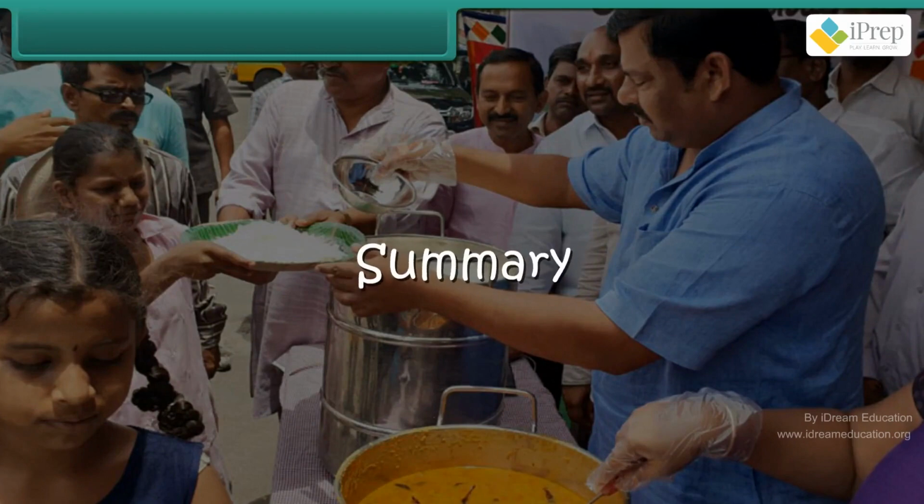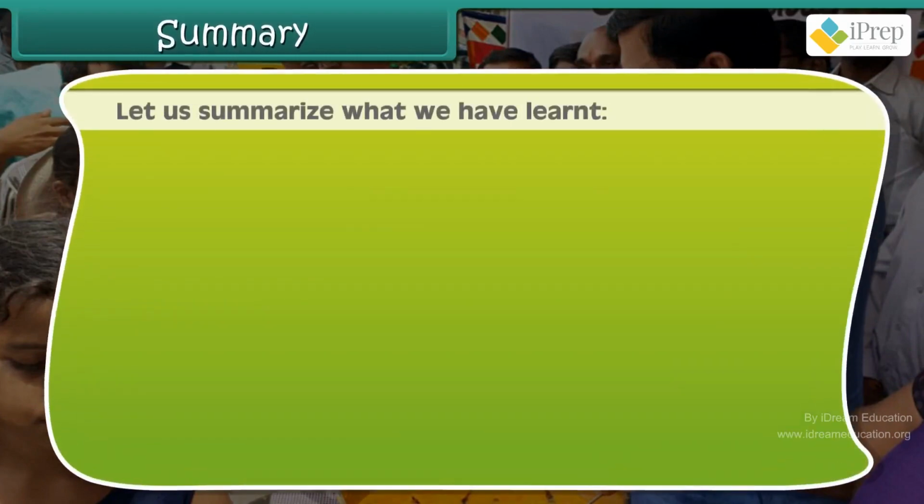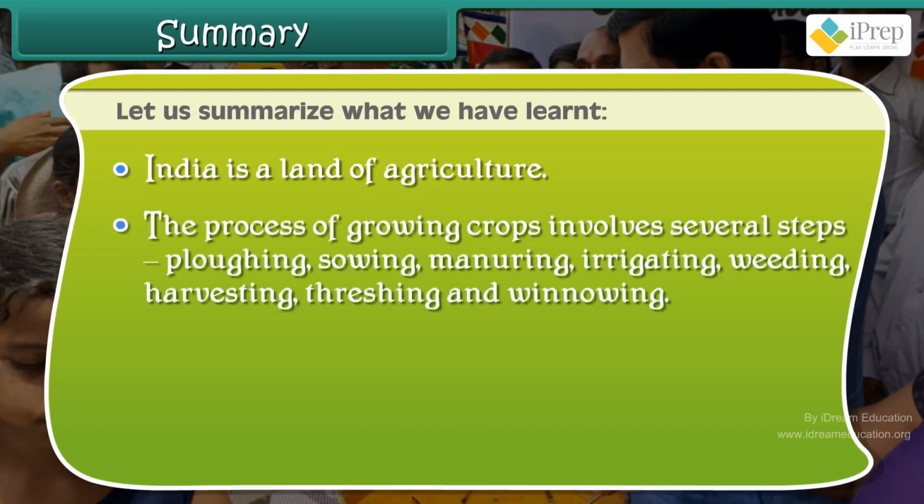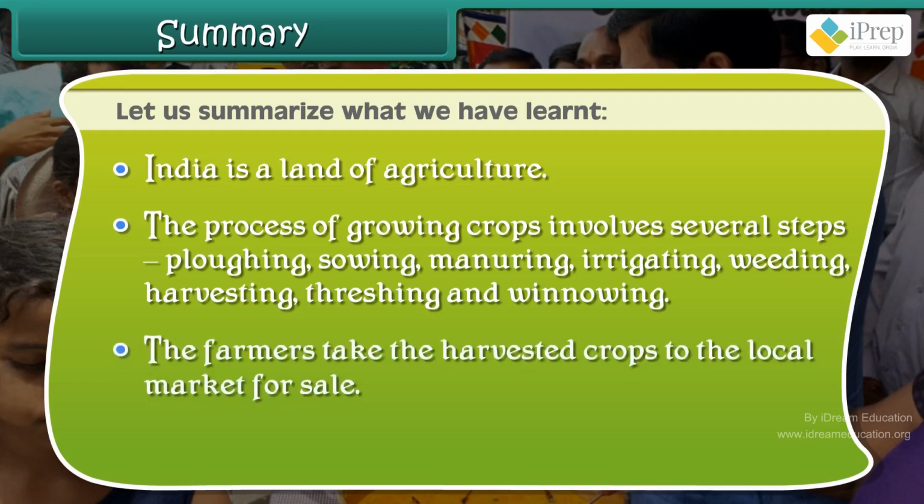Summary. Let us summarize what we have learned. India is a land of agriculture. The process of growing crops involves several steps: plowing, sowing, manuring, irrigating, weeding, harvesting, threshing, and winnowing. The farmers take the harvested crops to the local market for sale. We should not waste the food.